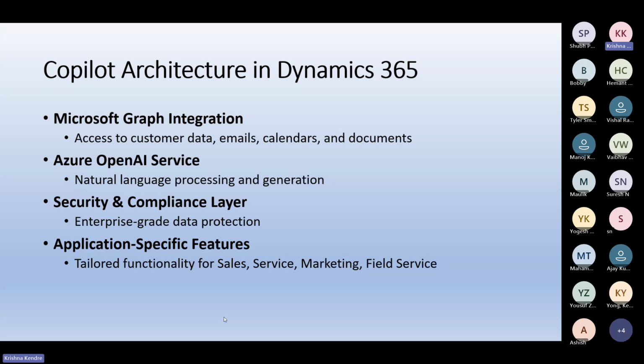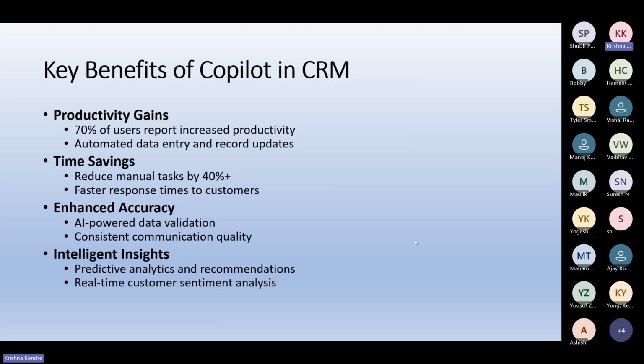What is the benefit of a Copilot? Why are we using the Copilot? To minimize the repetitive task. And when we minimize the repetitive task, it helps us with productivity gains. So the main advantage of integrating Copilot into a CRM system is that Copilot uses AI to automate and enhance CRM processes, driving business performance. So 70% of users report an increase in productivity.